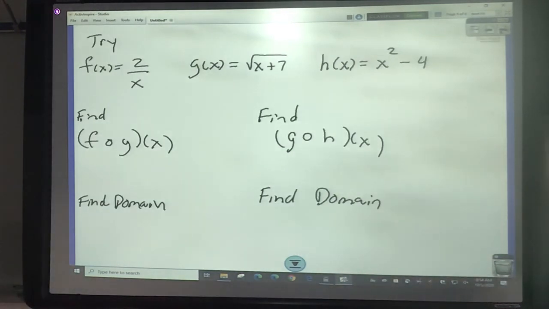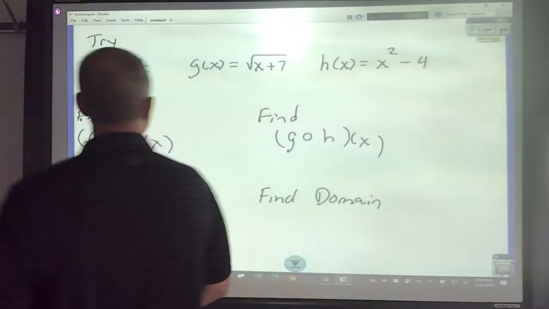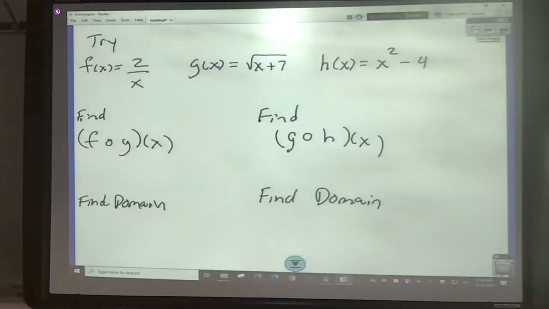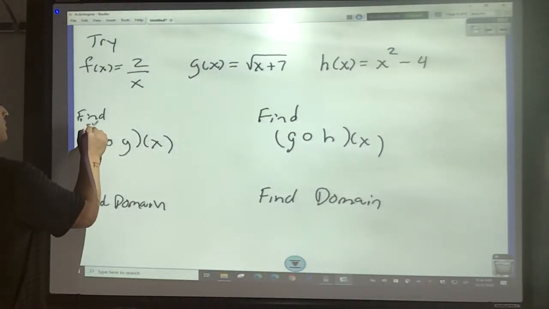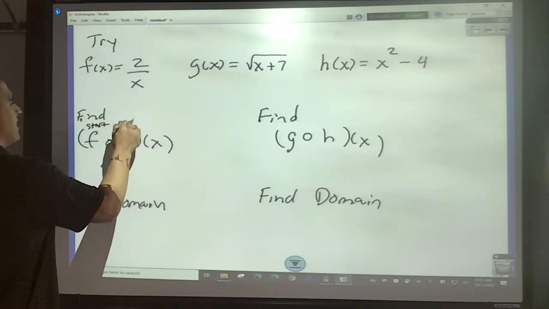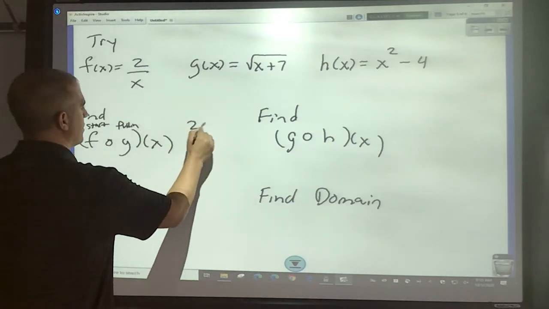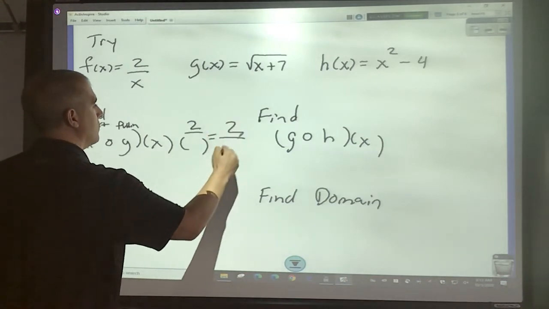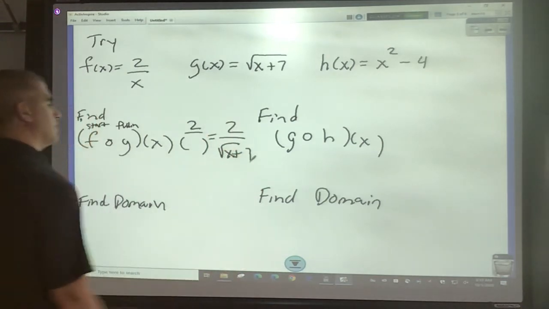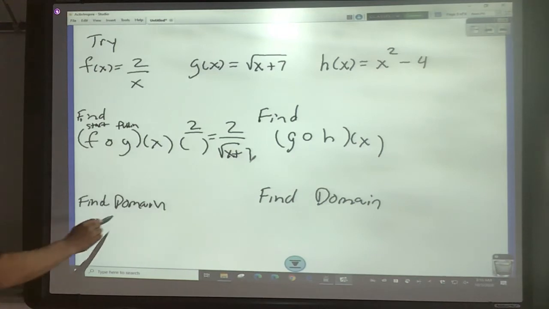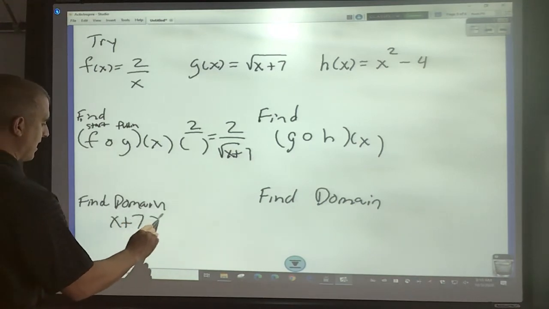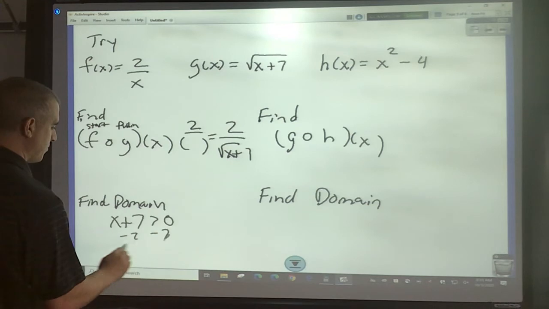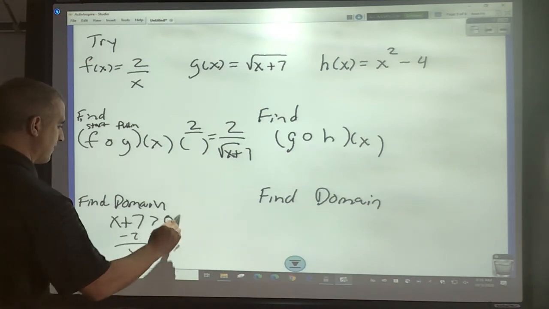So what I'd like you to do is pause your video and work through these two function problems. Okay, unpause. All right, so here will be my start. Here's what I'm going to fill in, because I got this x at the end: 2 over a blank spot. This is just going to be 2 over the square root of x plus 7. Now, to find the domain, we know that the part underneath has got to be greater than 0. So if I do a simple subtraction, x is greater than -7.